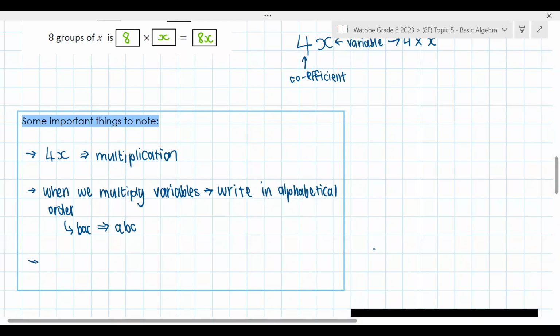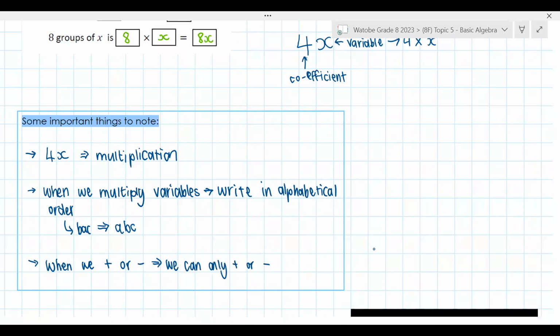Right, the next thing that we need to be very careful of when we are working with algebra is that when we add or subtract, I'm just going to use plus or minus, we can only add like terms. So can someone put in the chat, or if you would like to raise your hand, could someone tell me what like terms are? What do I mean when I say like terms?